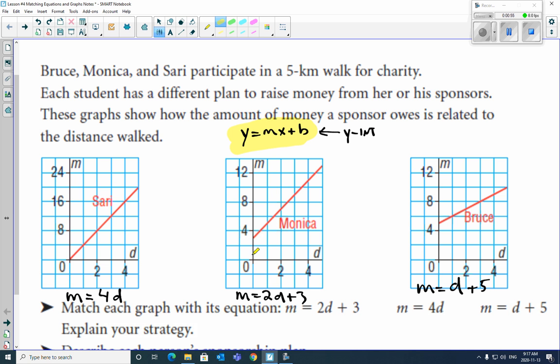This one, the y-intercept, remember, you've got to look at the scale here. Right there would be a 2, so that looks like it starts at a 3. And this one starts at a 5. So that is right away the giveaway for which graph you can pick.